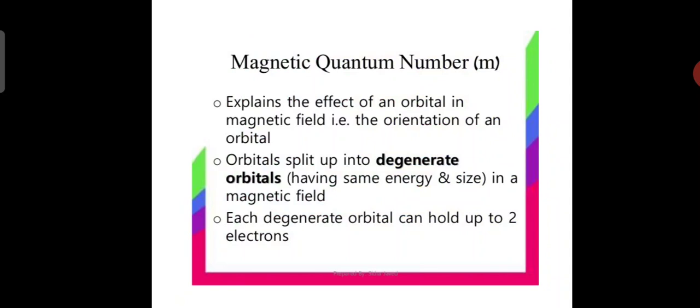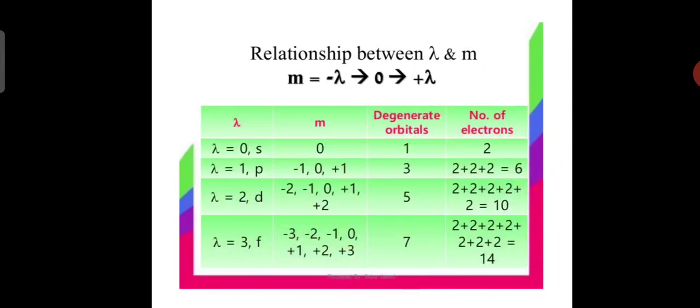Next, we have the magnetic quantum number, or small letter m. It explains the effect of an orbital in a magnetic field. That is the orientation of an orbital. Orbitals split up into degenerate orbitals. Degenerate means they have the same energy and size in a magnetic field. Each degenerate orbital can hold up to 2 electrons. That is the total number of electrons that an orbital can hold. It's actually 2.